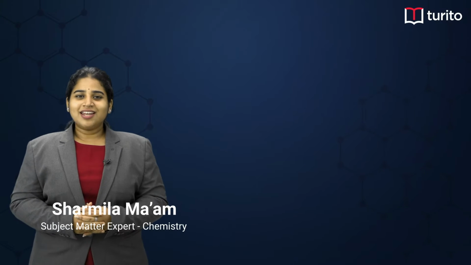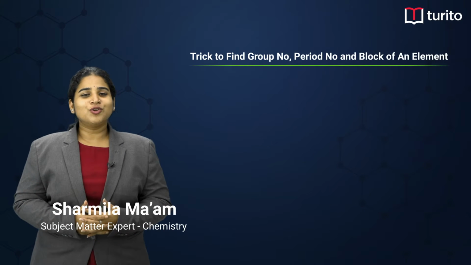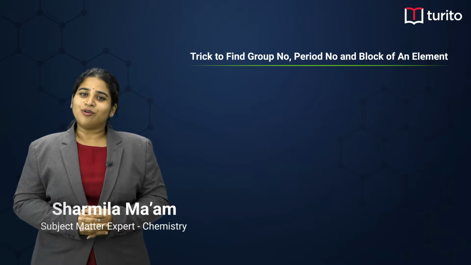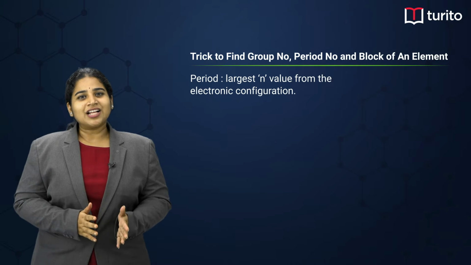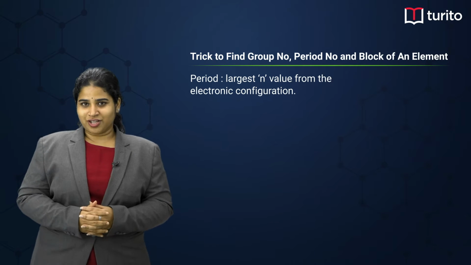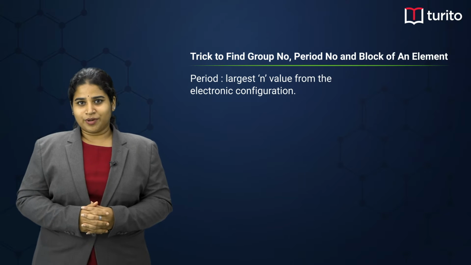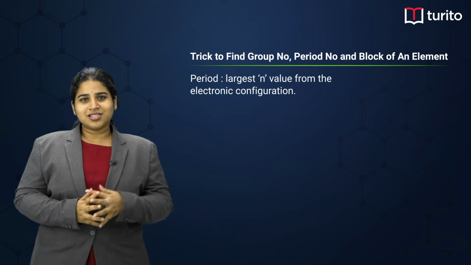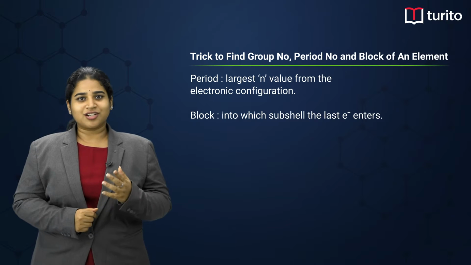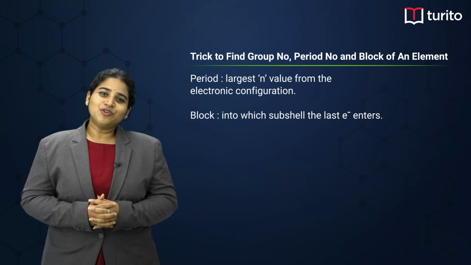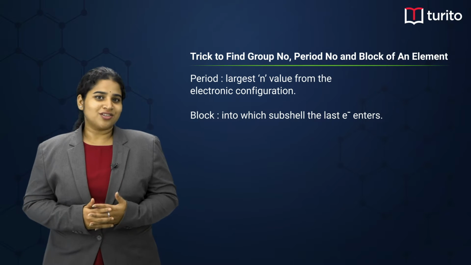Hello students, let us learn a trick to find the group number, period number and block of an element. To find the period, we have to take the largest n value from the electronic configuration, that is the last shell number. To find which block the element belongs to, you have to look at which subshell the last electron is entering.